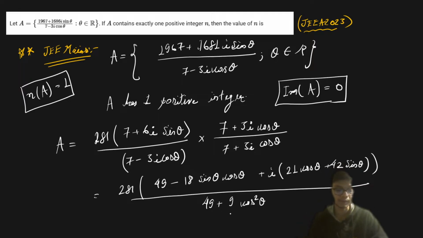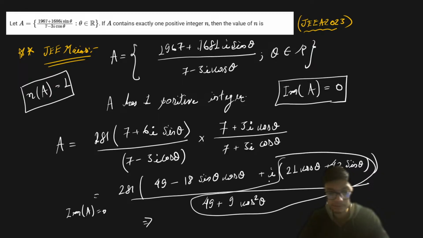Now it said that the imaginary part should be equal to 0, which makes the part that is present with the iota equal to 0. So if I equate it to 0 and simplify, you get an important answer, that is, tan theta is equal to minus half.